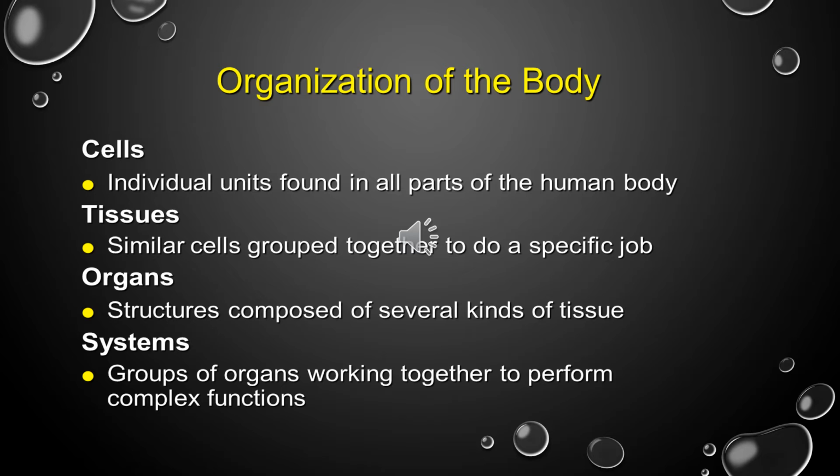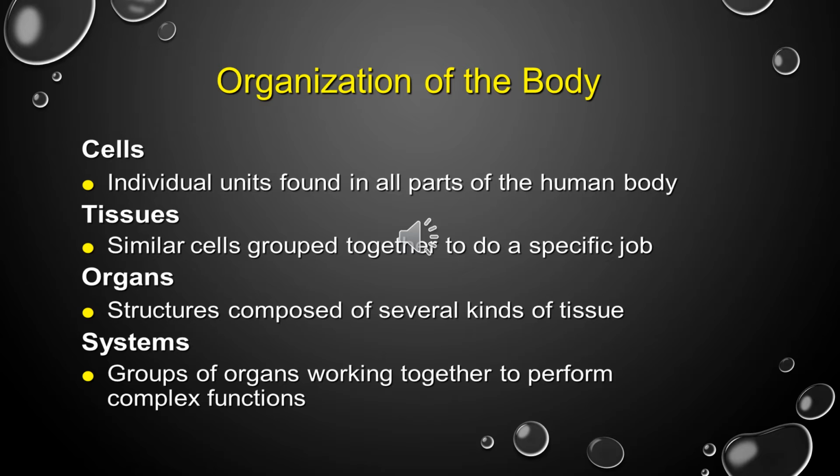So what are some examples of types of tissues? Well, again, they're epithelial tissues. They're located all over the body, and they form linings of internal organs and the outer surfaces of the skin covering the body. Organs are structures composed of several kinds of tissues.